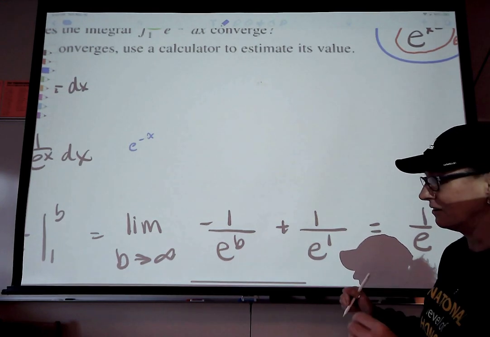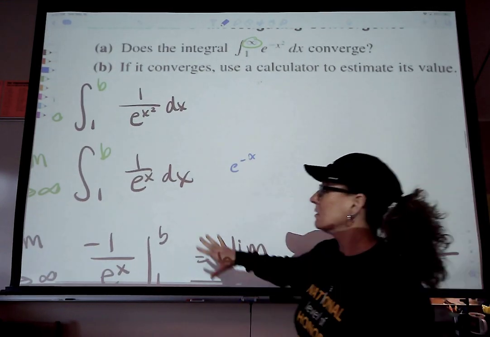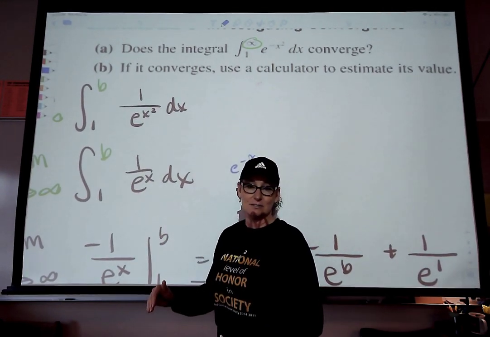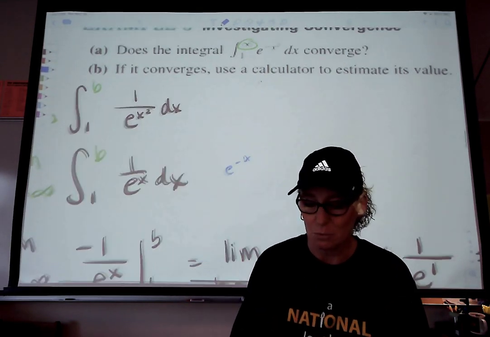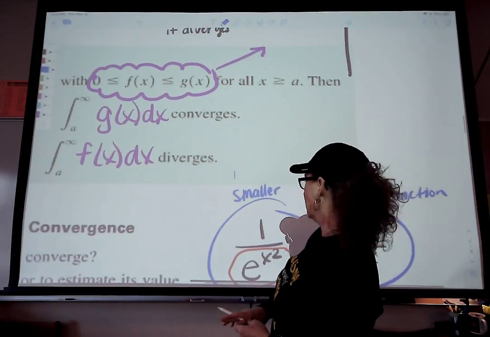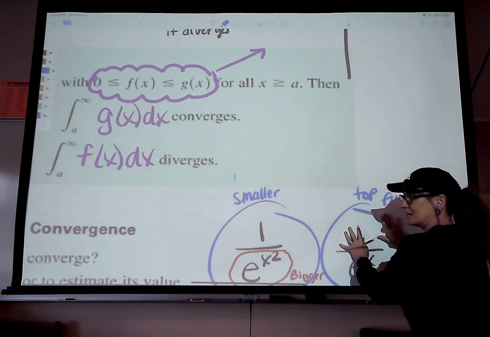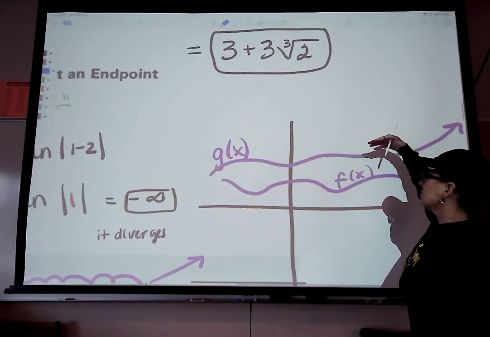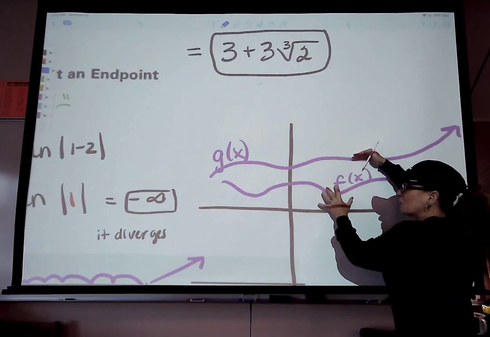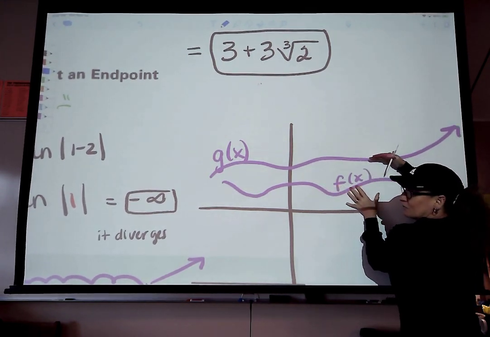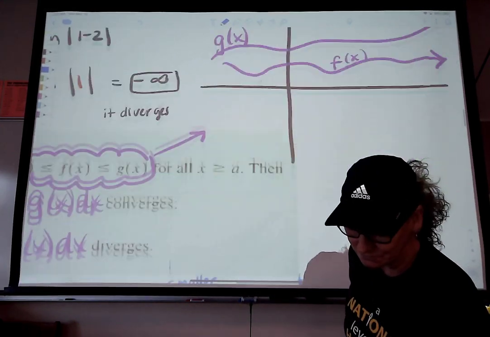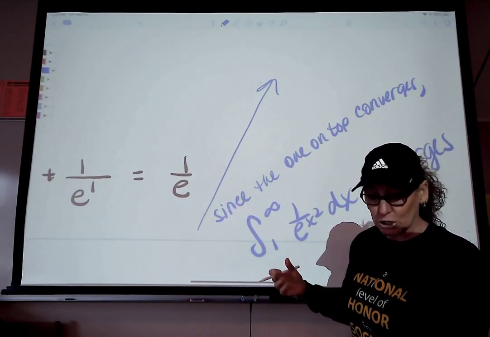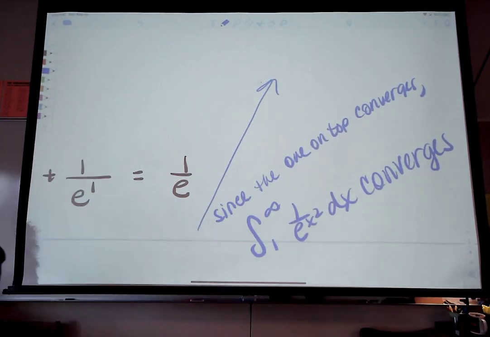What's that tell you about this one? It converges. And remember, that was the top one. The one that I just did the math on converged, and it was the top one. If the top function converges, the one that it's holding under converges as well. So my conclusion, you can see, is that.